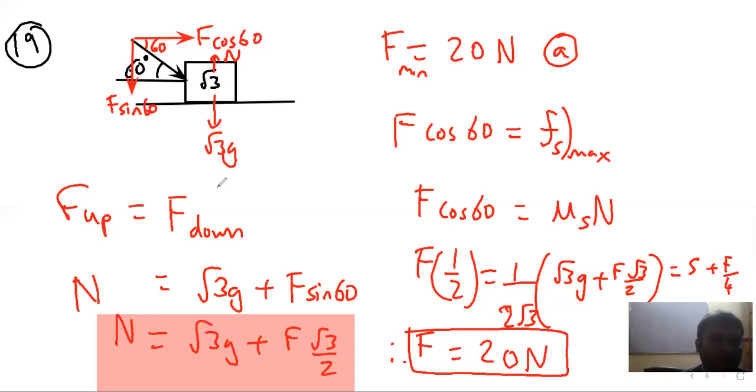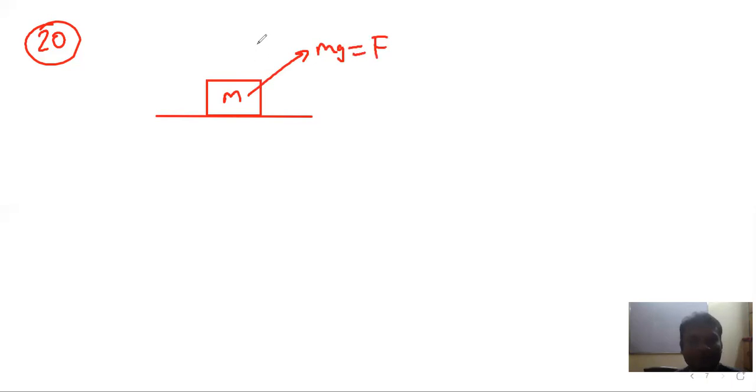Next, let us move on to question number 20. In question number 20, we have a block which is having a mass of M and it is kept on a horizontal surface as shown in the diagram. There is a force which is applied at some angle, the magnitude of force F is equal to mg, and it makes an angle theta. The coefficient of friction is mentioned as mu.